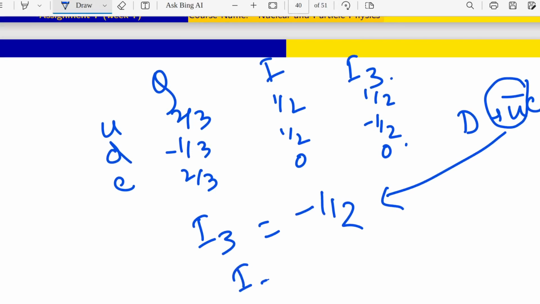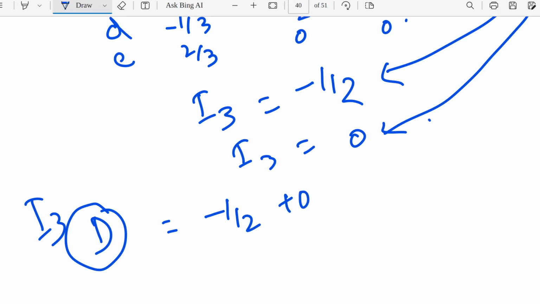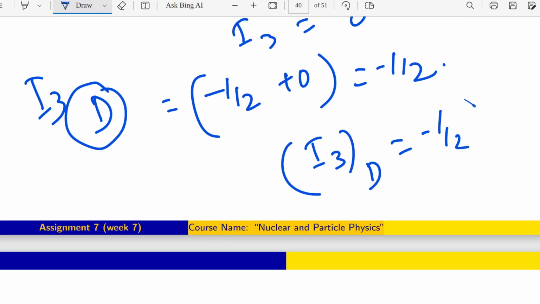Now what will be the value of I3 for C? It will be 0, right? Now we are just going to calculate the whole I3, that means I3 of D. What will be this one? This will be minus half plus 0, which is minus half. Okay, so what is the value of I3 of D? It will be minus half.